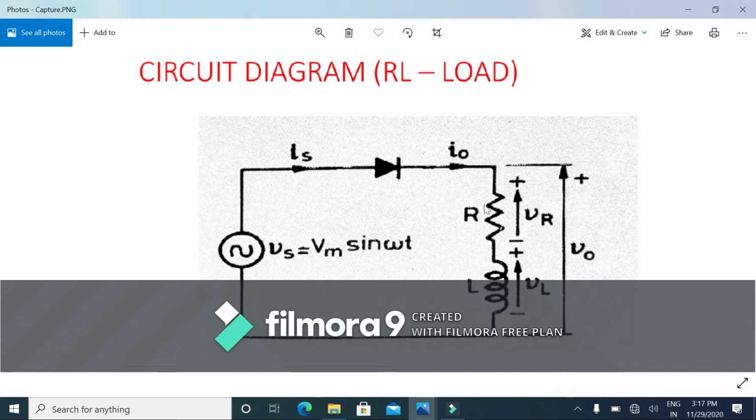That means some amount of energy gets dissipated across this resistance, and some of energy gets stored in the inductor. That means whenever energy gets stored in this inductor, this will be positive, and this will.